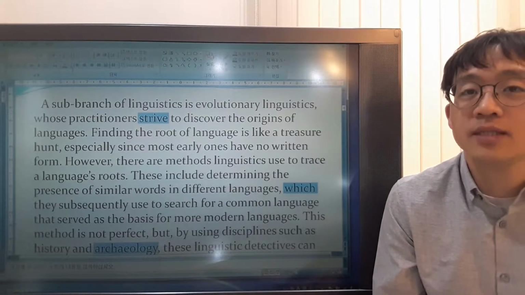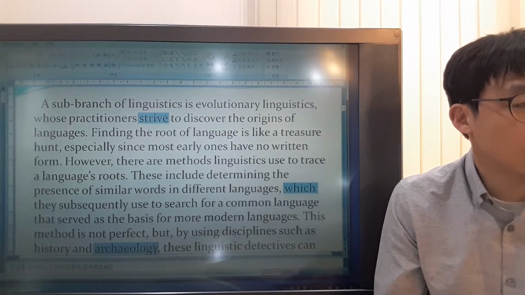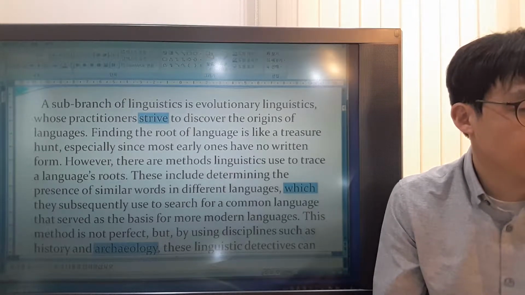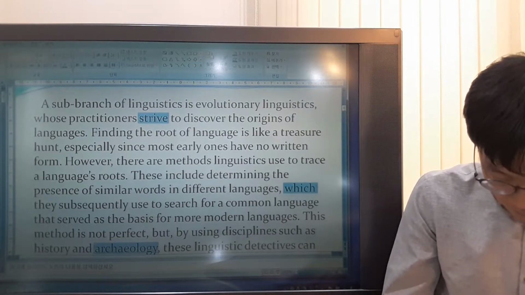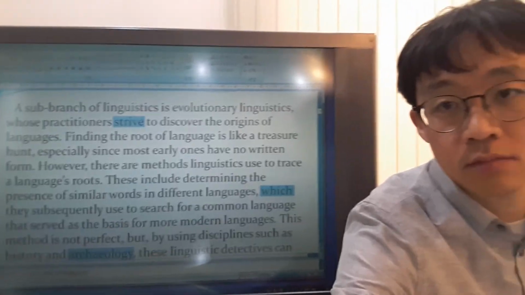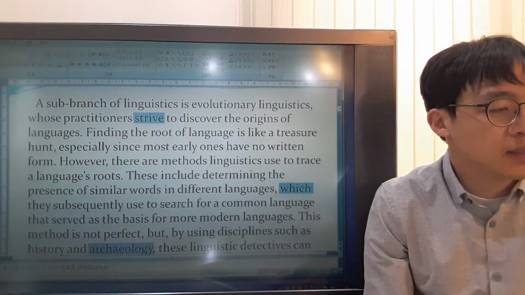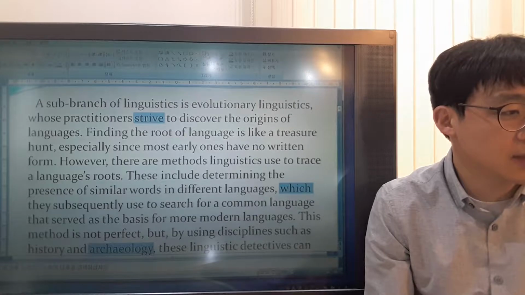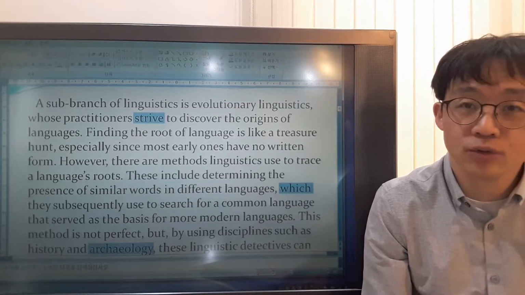Sub-branch. Sub means under, okay? Having something, being a part of something larger. Branch is a part of something, all right? Practitioner. What does practice mean? Practice means to do something regularly. And practitioner here would mean someone who studies it. Okay. Strive to means make great effort to do something.